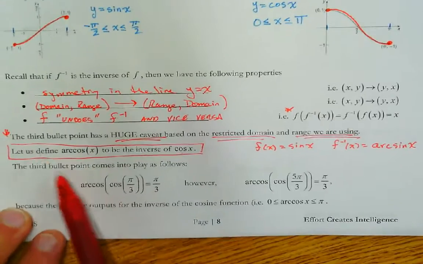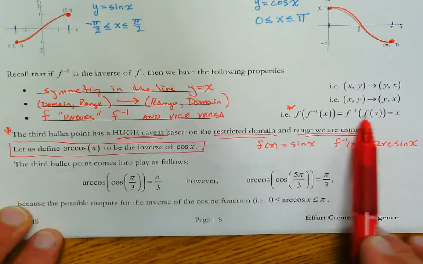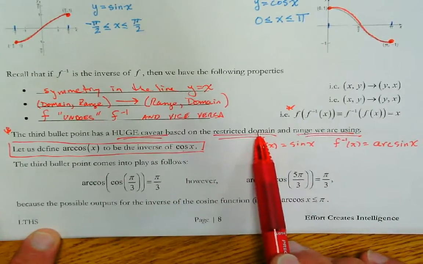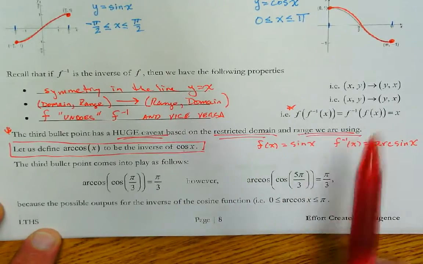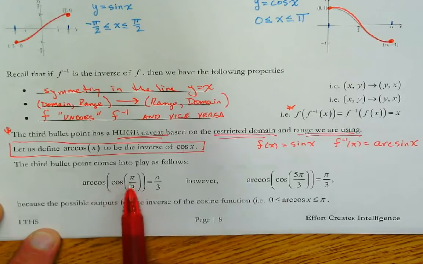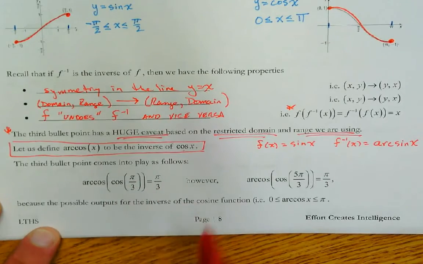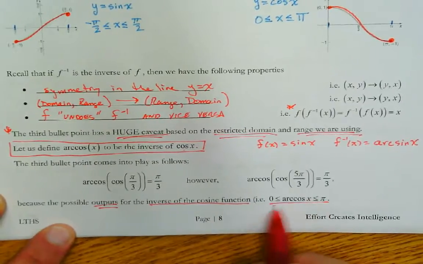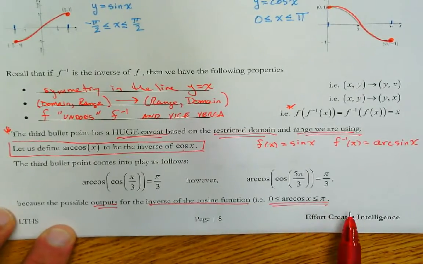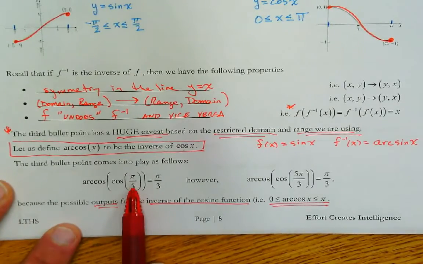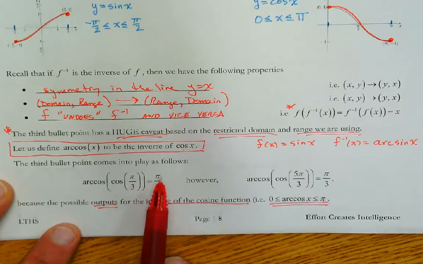This third bullet point, this huge caveat of undoing, comes into play as follows, based on restricted domains and restricted ranges. The arc cosine of the cosine of pi over 3 is pi over 3. Why? Because the outputs of the inverse cosine function are between 0 and pi. Here's my input, it is between 0 and pi, and my output is between 0 and pi.